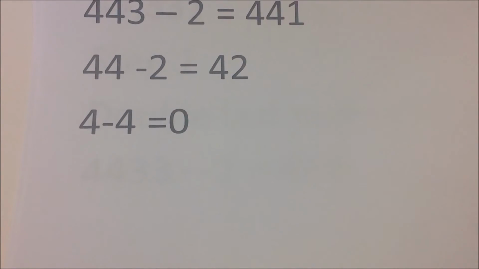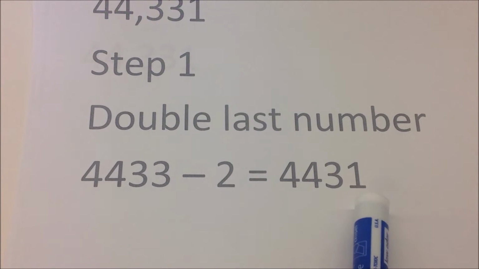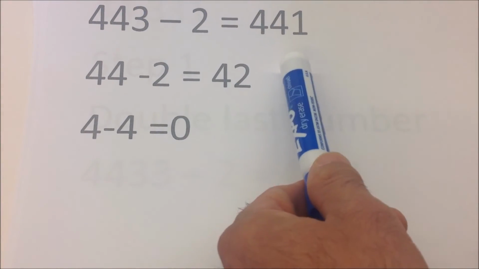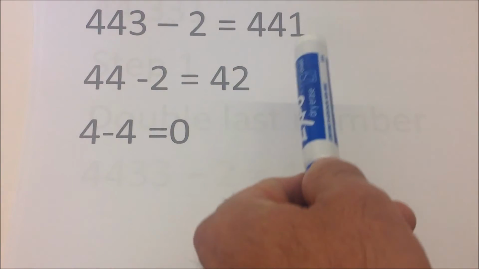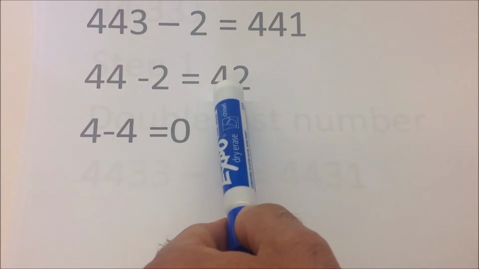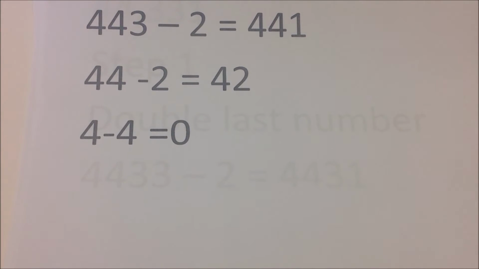Okay, so we had 4, 4, 3, 1. That's what we're left with. We're going to take off the last number, which is 1. Again, now we have 4, 4, 3 minus 2. We get 4, 4, 1. Repeat the process. Take off the last number, double it. Take off the last number, double it, and you get 0. Okay? Let's try one more.